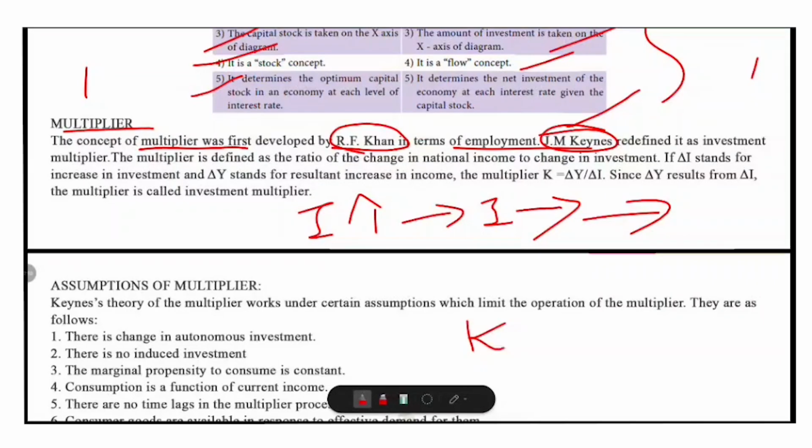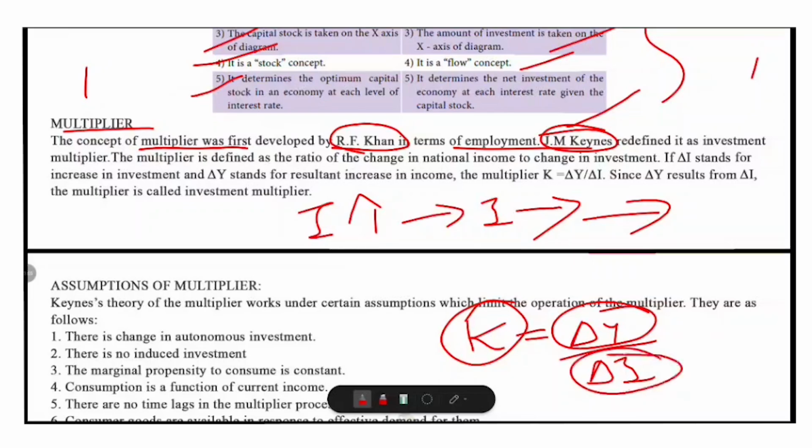So what is the equation for multiplier? Multiplier is represented with the letter K. K is equal to delta Y by delta I, where K is the multiplier, delta Y means increase or change in income, and delta I means change in investment.